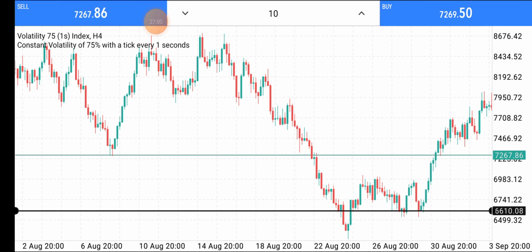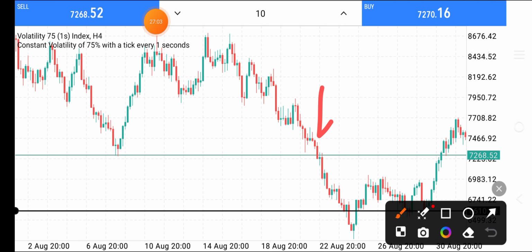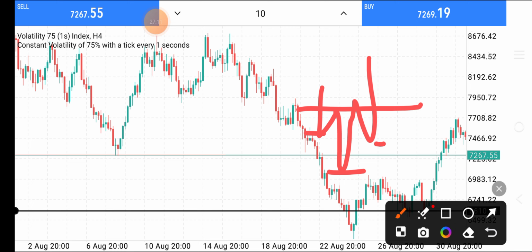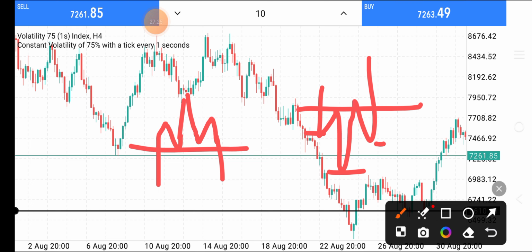Let me draw it properly. This is the inverse head and shoulder. This is the head, this is the shoulder, this is the neck. The other way around is this one. This is the neck area, this is the head, left shoulder, right shoulder. This is the neck. This is where we need to enter our trade, and we enter it once it reaches halfway. That's where our TP is.